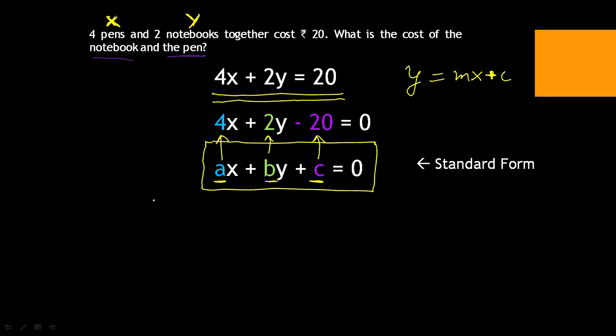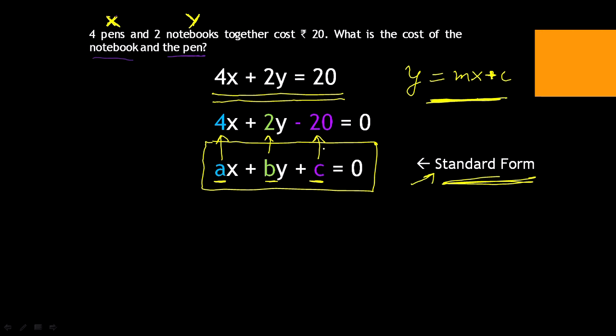as opposed to the previous form y equals mx plus c, which was called the slope intercept form. Now that name will be explained later. This has a simple name, standard form. Just by definition, this is called the standard form. So if you can write an equation in this form, it will be called the standard form.